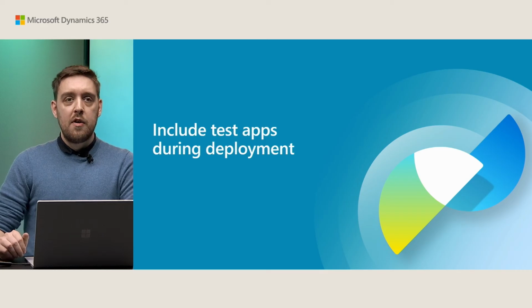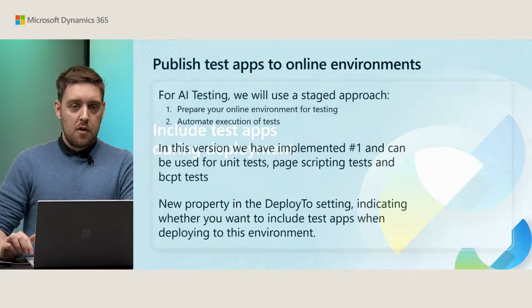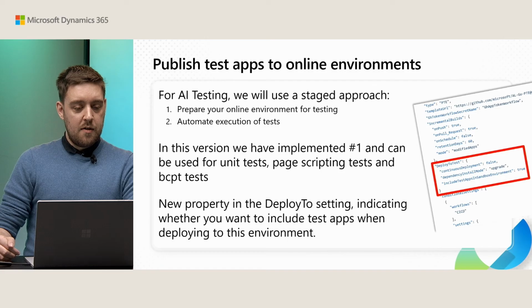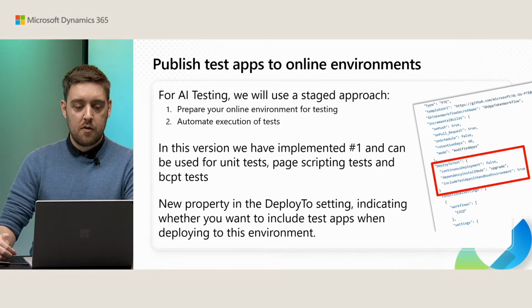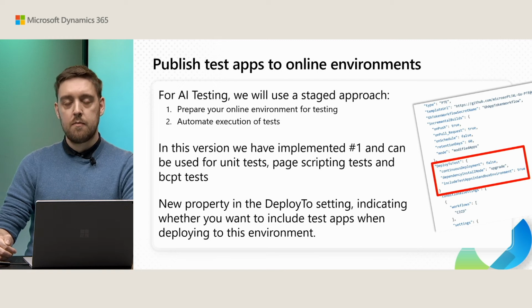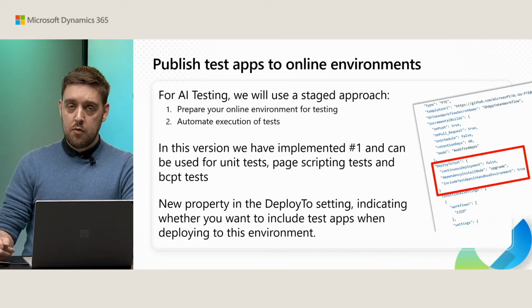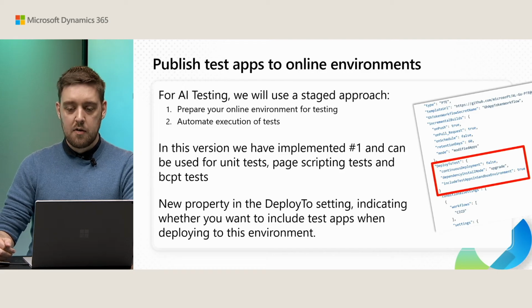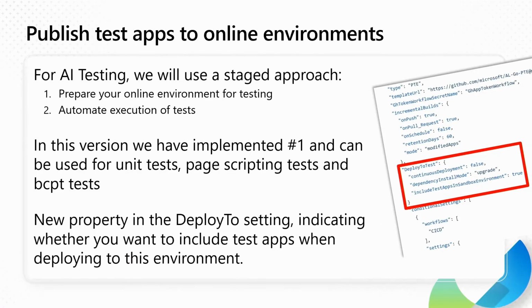I would like to present how we can include test apps during deployment. We have 2 features we want to support. Number 1 is deploying test apps, and number 2 is automatically running tests. For this presentation, we have implemented the first version, and all you have to do is prepare your online environment, which should be a sandbox environment, and then enable this feature in ALGO settings.